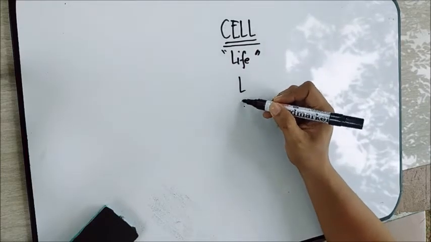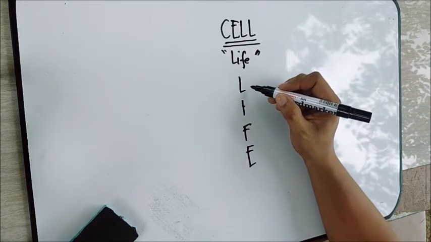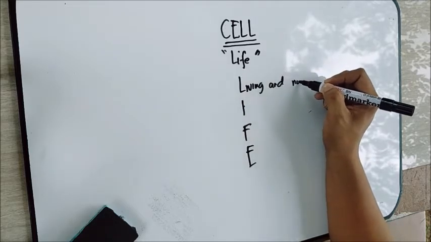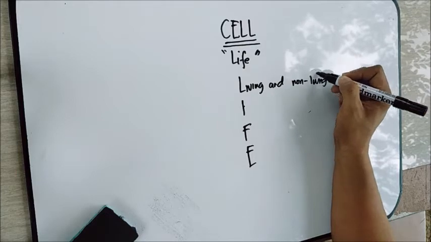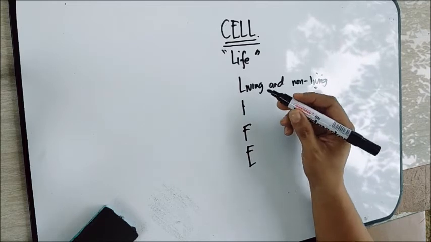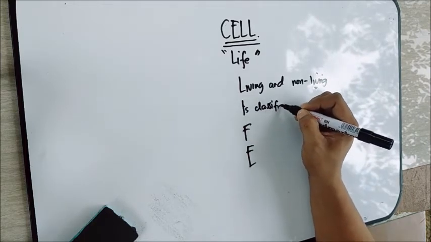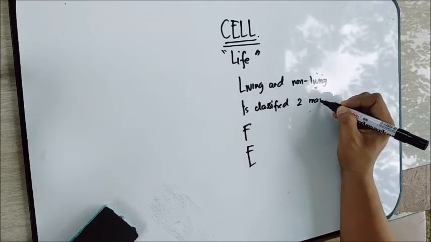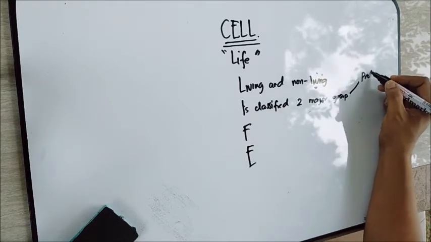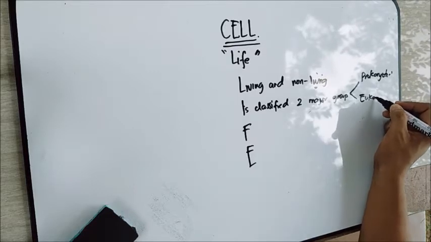Now, what do you think is the reason why a cell is basically the structural unit of life? It is because living and non-living organisms are actually made up of cells. Now, a cell is also classified into two major groups. We have the prokaryotic and the eukaryotic cell.